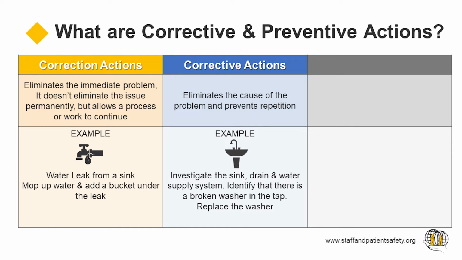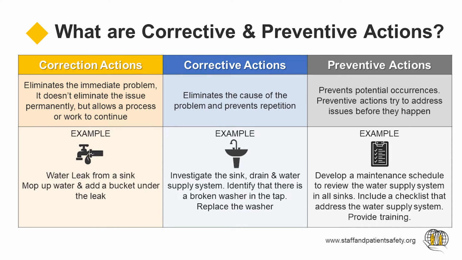Corrective actions eliminate the cause of the problem or adverse event and prevent repetition. So with the leaking tap, one should investigate the sink, drain and the water supply system. This is the root cause analysis. Let's say we identify that there is a broken washer in the tap causing the leak. Replacing the washer is the corrective action. Preventive actions prevent potential occurrences of similar issues. Preventive actions try to address the issue before they happen. So in the case of the sink, we can develop a maintenance schedule to review the water supply system in all sinks.